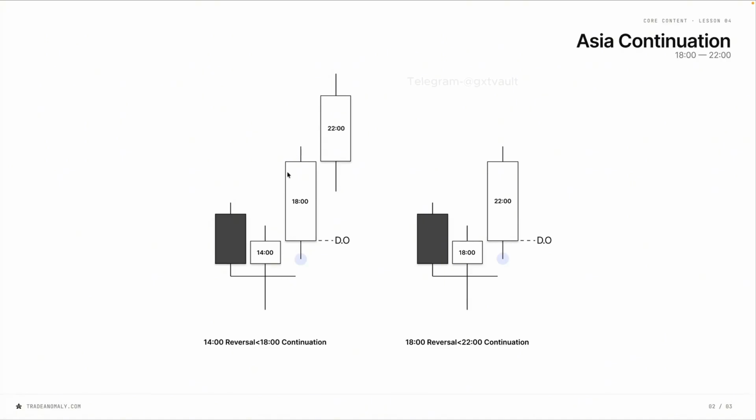If you get that nice closure, you're expecting 2200 to expand if there is a draw on liquidity open, or if the first half of Asia session, so the first 4-hour candle within the day, prints a C2 reversal, hits a key level and all that good stuff, then you can expect 2200 to expand and continue.